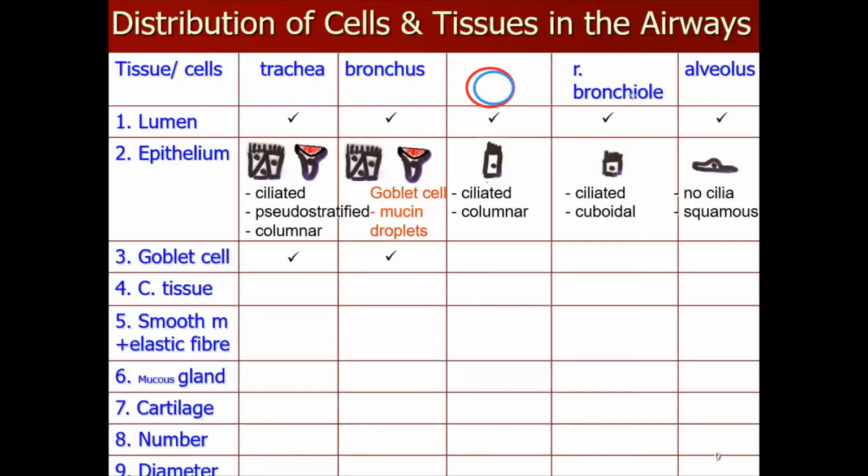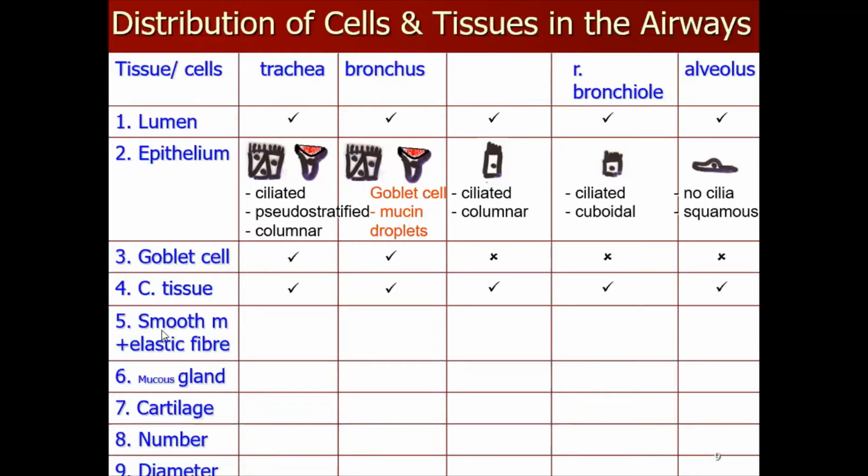If it's in a smaller bronchiole, maybe the entire bronchiole will be blocked already. So usually mucus will only be secreted in the trachea and bronchus, so the goblet cell is only found in the trachea and bronchus. The rest don't have. Now, number 4 is connective tissue. Connective tissue can be found in all the structures, because all structures have to connect to the other tissues surrounding them.